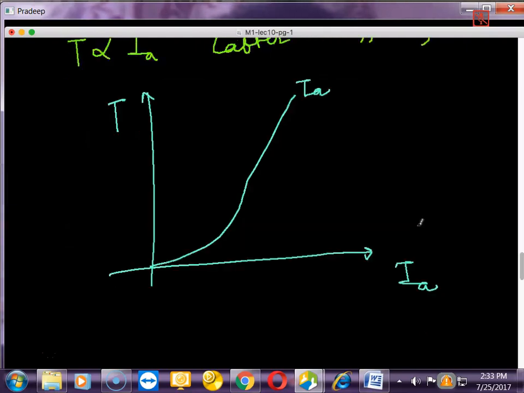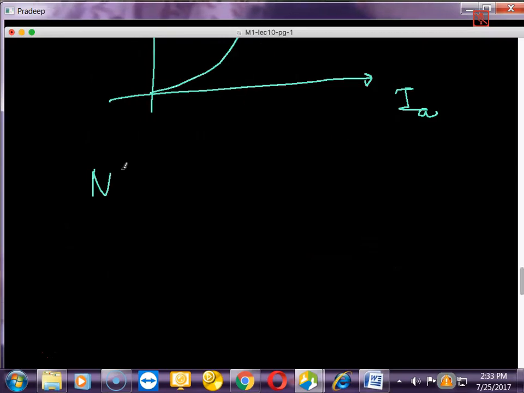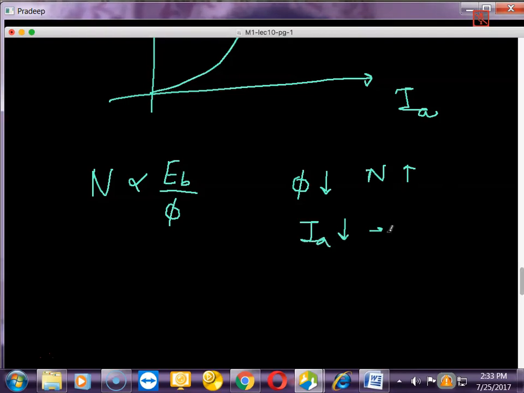Now what about speed? We know that speed is proportional to EB by flux. If the flux is low, that means speed is very high. But in a series machine, flux is low means Ia is low. That means no load. If it is actually no load, Ia is 0 and flux is 0, and speed will be infinite.